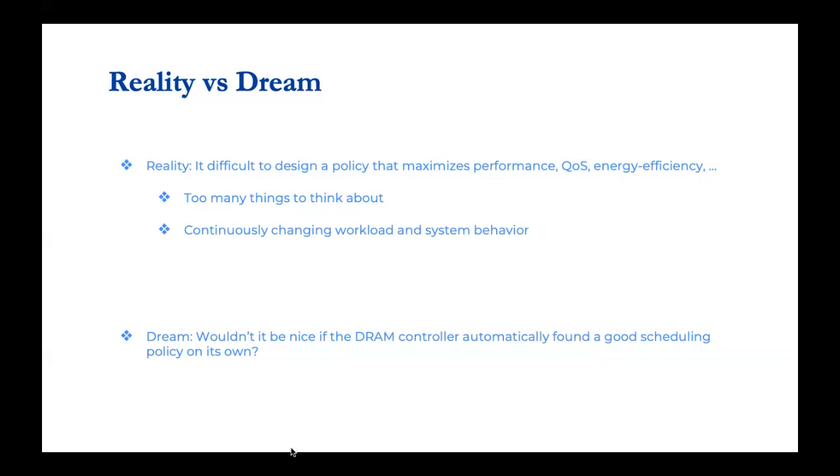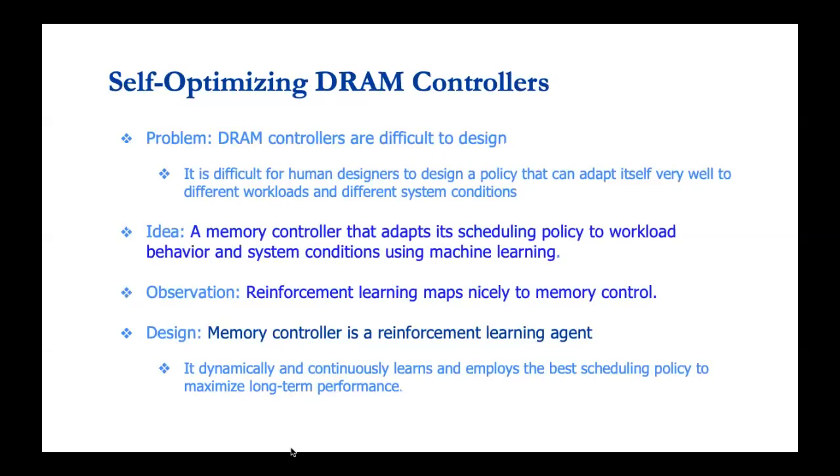So what can we do? We can bring memory scheduling to DRAM. The problem with self-optimizing DRAM is that DRAM controllers are difficult to design, as we said. The idea is a memory controller that adapts its scheduling policy to workload behavior and system conditions using machine learning. As we said, we use machine learning models to differentiate and to get benefit from the data set.